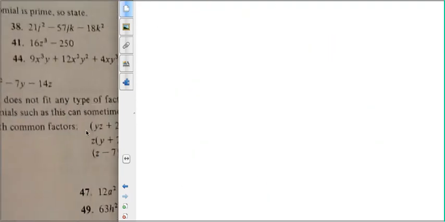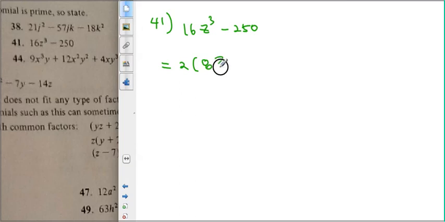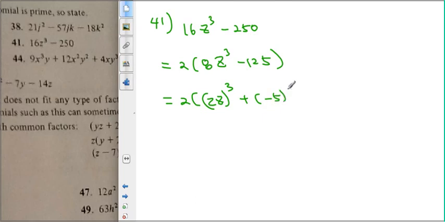Number 41. 16z to the third power minus 250. Here we end up getting 2 times 8z to the third power minus 125. But this is very nice because this is a difference of perfect cubes. So I can rewrite this one as 2, and here we get 2z to the third power plus negative 5 to the third power. Then we get a sum of perfect cubes, which we have learned in class.